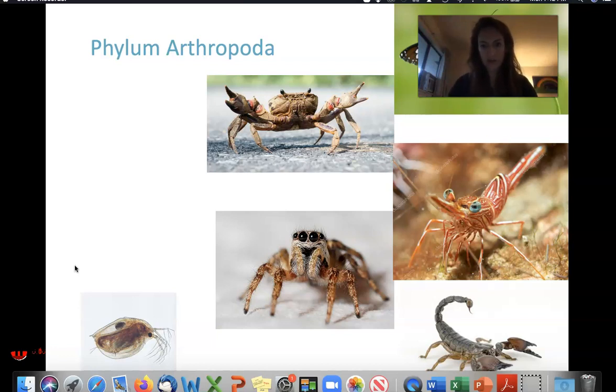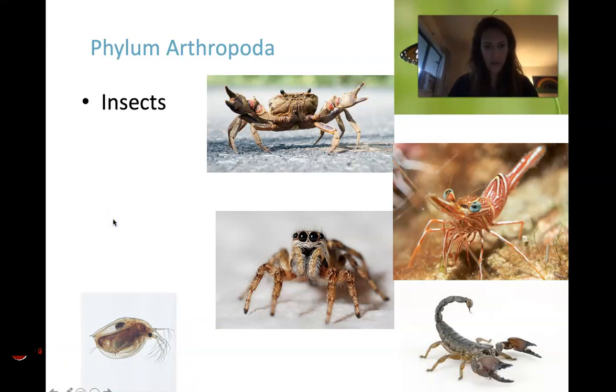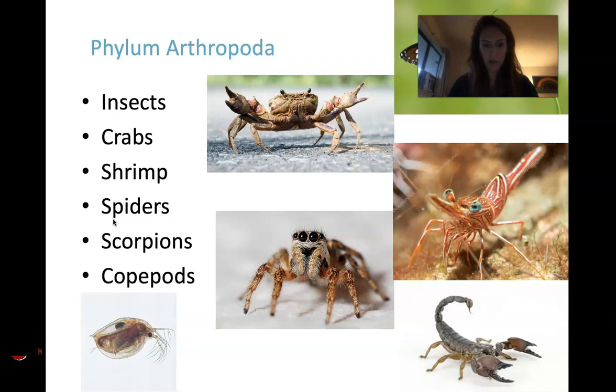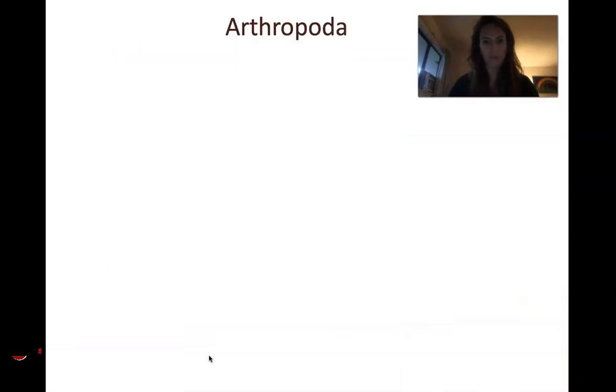There's a bunch of animals that you probably recognize on the screen in front of you, because arthropods includes lots of different organisms that are well known. So insects, crabs, shrimp, spiders, scorpions, copepods, which are these fun little guys down here, all kinds of crustaceans and insects, millipedes, all kinds of fun things. So lots of things in this phylum that you've heard about before.